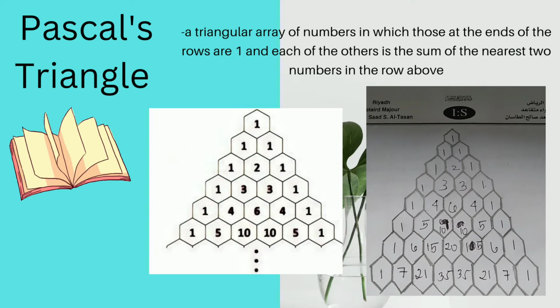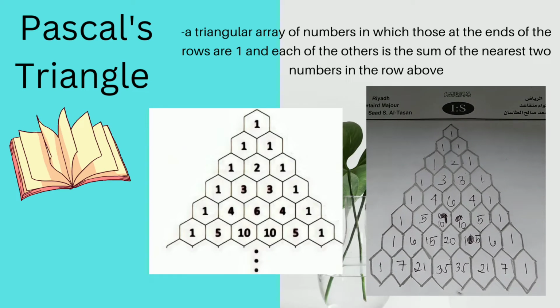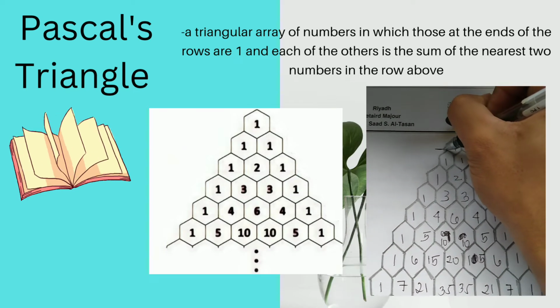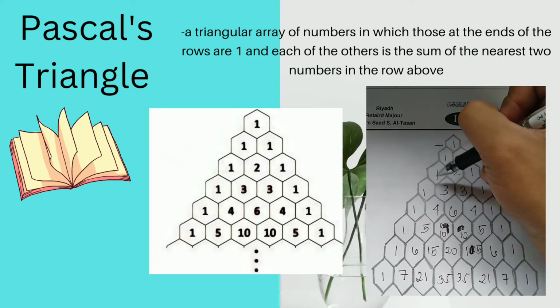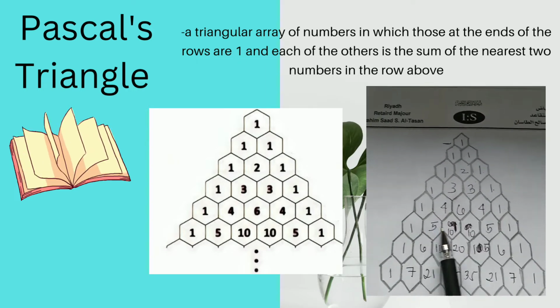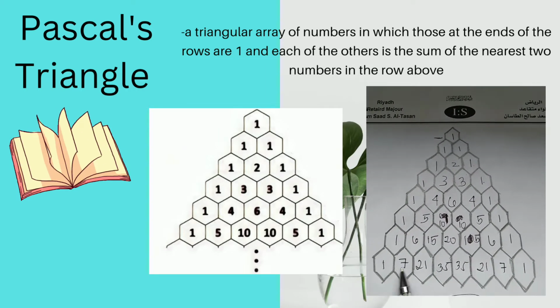So this sketch of the Pascal's triangle, we made up to row 7, which is, the very first is row 0, row 1, row 2, row 3, row 4, row 5, row 6, and row 7.